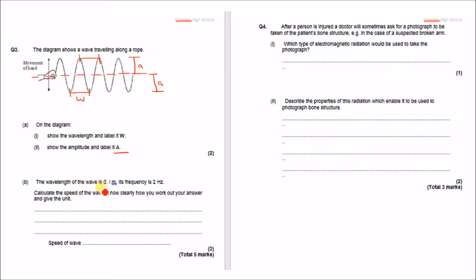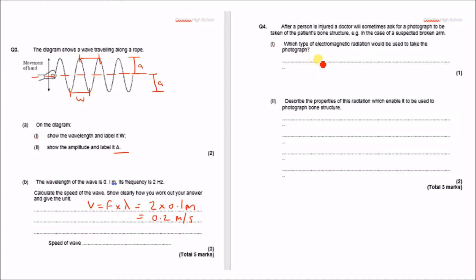The wavelength of the wave is 0.1 meters. We're trying to calculate the speed, so we know v is equal to f times lambda. The frequency is 2 hertz. It's 0.1 meters in length, so that will give us 0.2, and that is in meters per second. Don't forget the units.